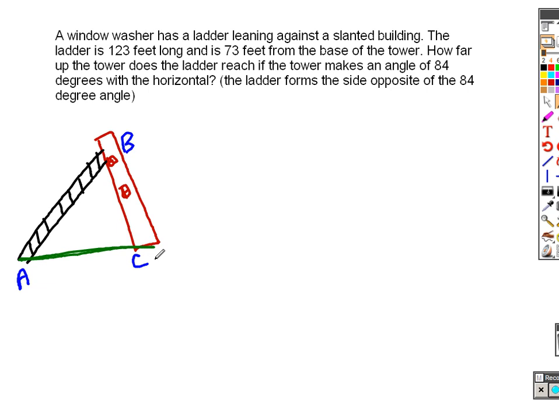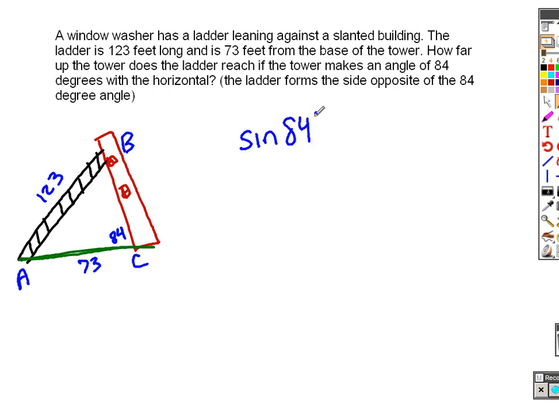And what we know is the ladder is 123 feet tall. We know that the base is 73 feet away. The only other thing that we know is that the tower makes an 84-degree angle of elevation, or angle with the horizontal. So we should be looking at the angle between the horizontal and the building. That is your 84 degrees. So what parts do we know? Well, we know side C and we know angle C, so I'm going to use that for sure.